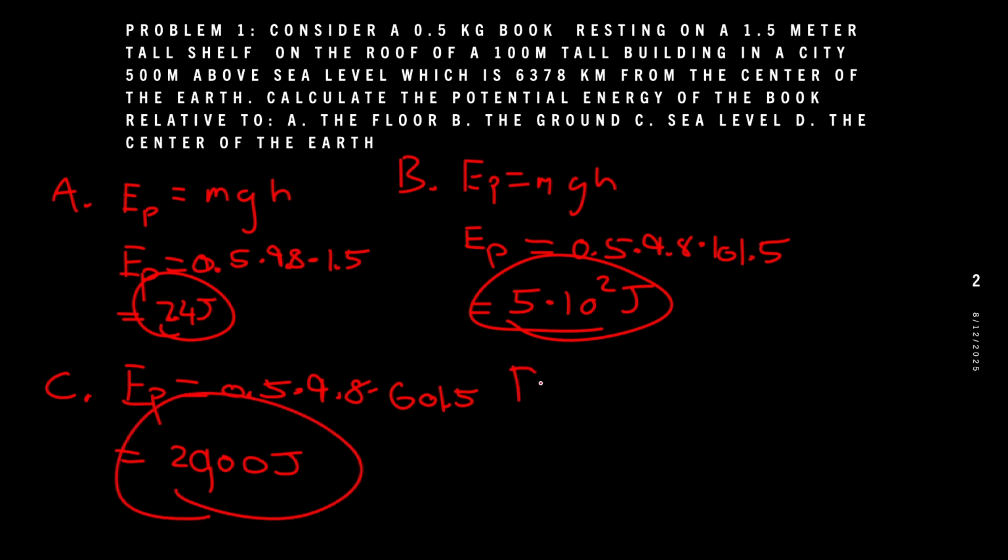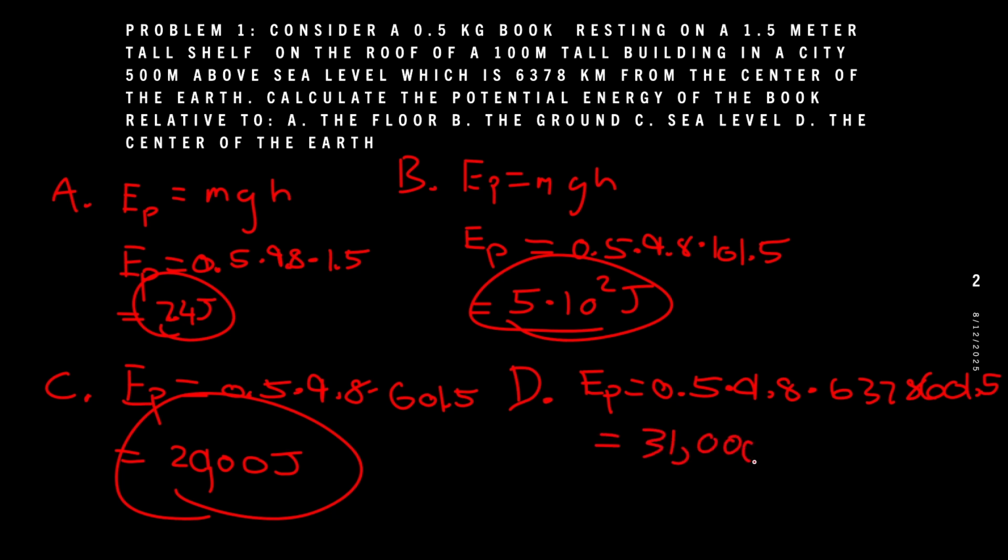Then for part D, we're measuring the potential energy relative to the center of the Earth. So the height would be 1.5 plus 100 plus 500 plus 6378000. So if we multiply all our numbers, we get about 31 million joules.